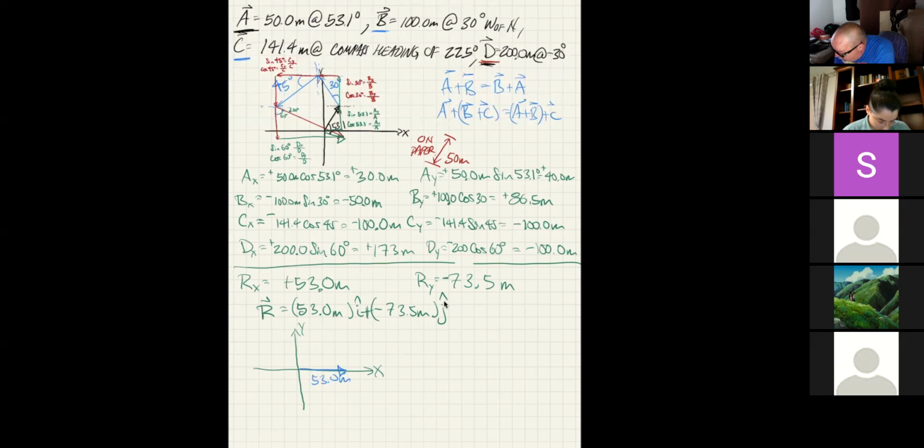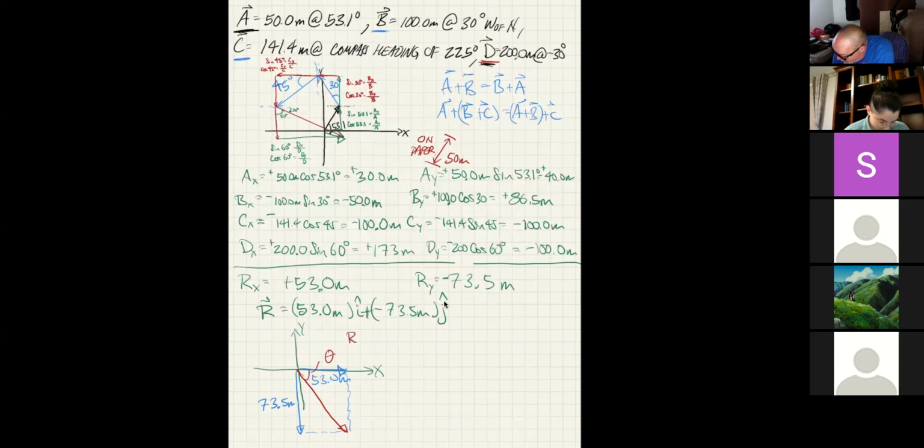And now I'm going to draw the Y component, and that's going to be in the negative Y direction, and it's going to be a little bit bigger. That's going to be 73.5 meters. And then I'm going to complete the parallelogram because they're tail to tail. And I'm going to say the actual vector is this guy. And this right here is the angle theta.